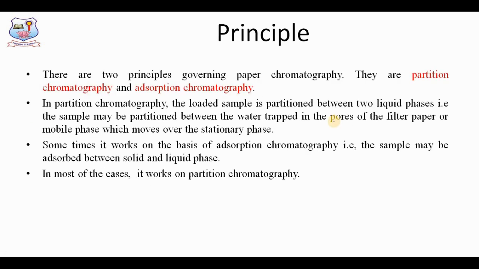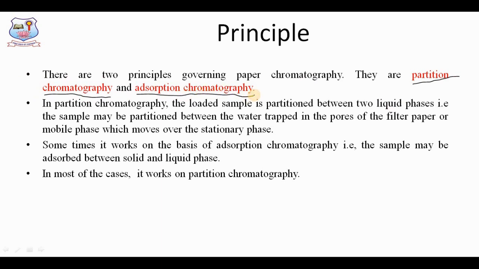So there are two principles governing paper chromatography. One is partition chromatography, another one is adsorption chromatography. Right? You should keep it in mind. There are two governing principles. One is partition chromatography, another one is adsorption chromatography. These are the two terms. You should never forget them, right?